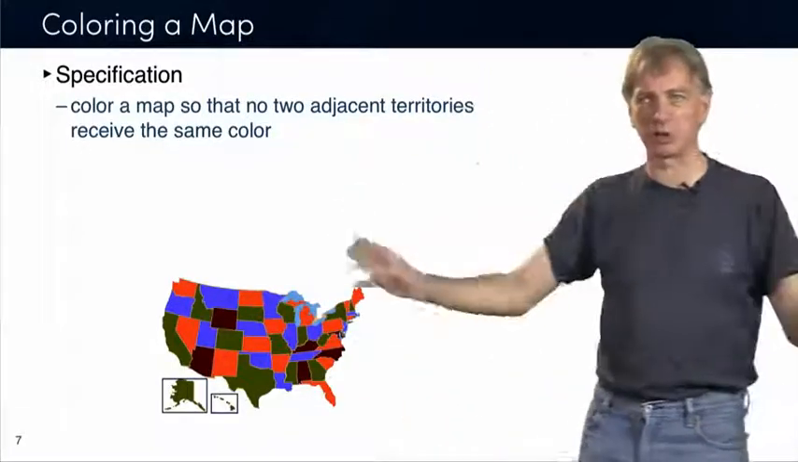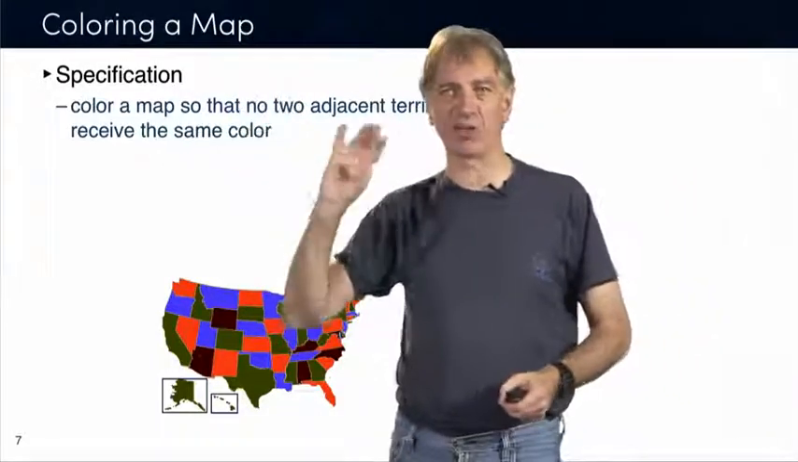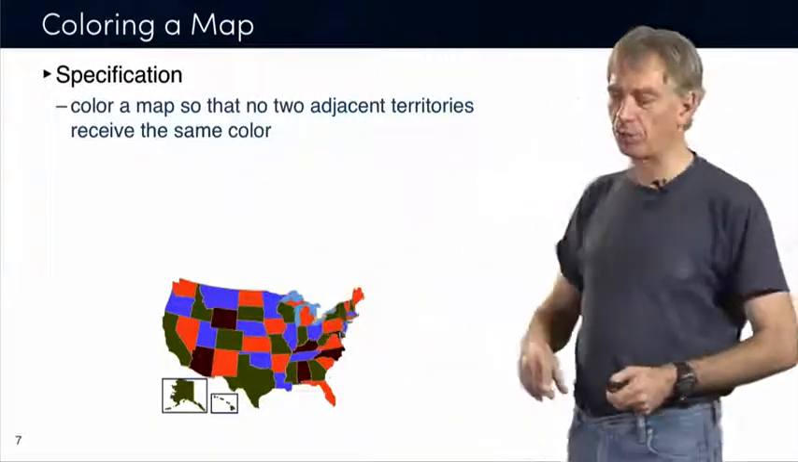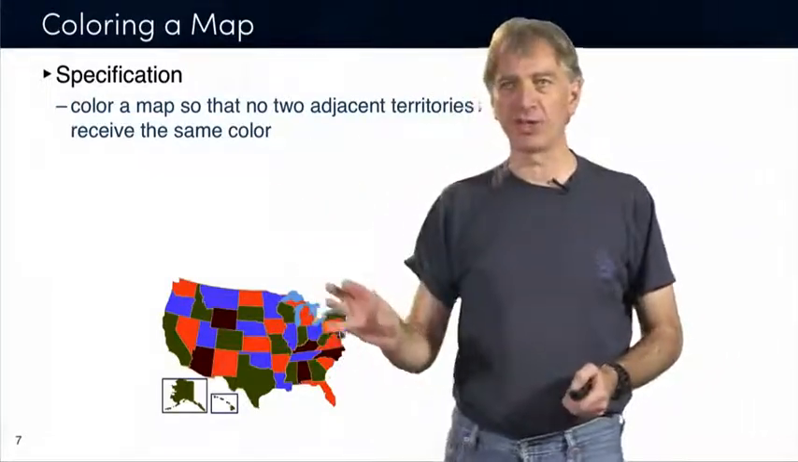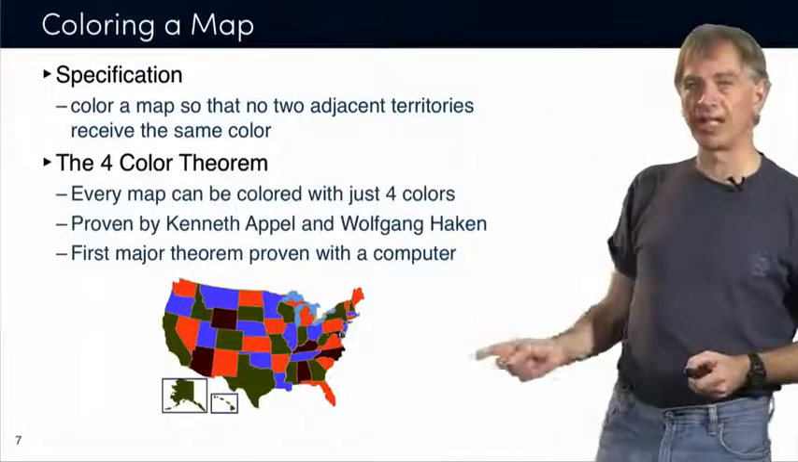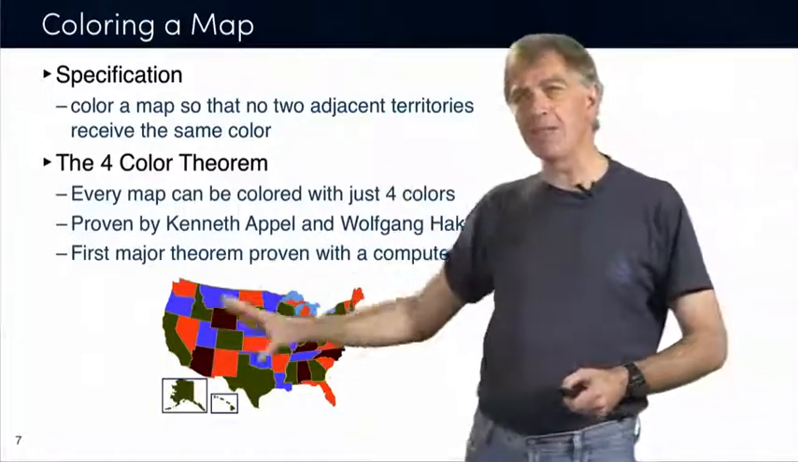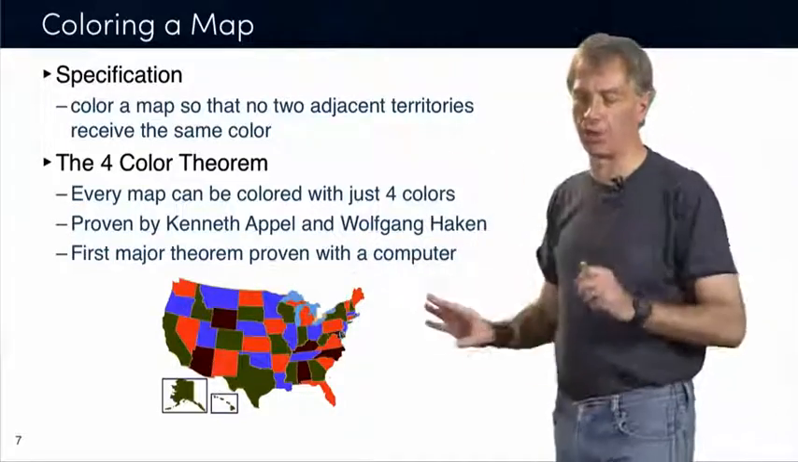They can be states, countries, whatever, okay? And you want to color them such that two adjacent territories are not colored with the same color. They don't receive the same color, okay? Now, there is a beautiful theorem. Actually, this is the first theorem that was proven with the help of a computer, that every map can be colored with four colors. So we'll never need more than four colors, okay?